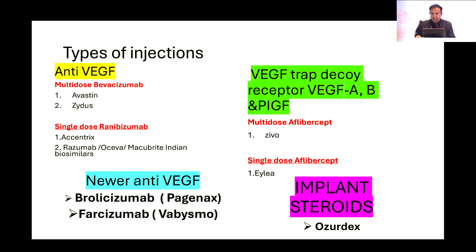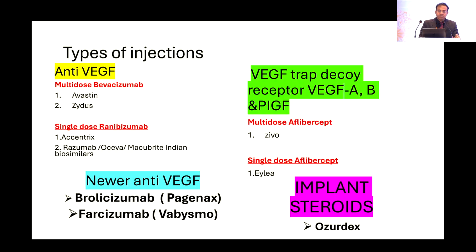Now, as anterior segment surgeons, we need to understand what is the difference between them. If we look at these, the ranibizumab has been used for the last few years, and you can use this Eccentrics injection, which is by Novartis, and it works very well. It is also not very heavy on the pocket, and in case you want a lesser problem on the pocket, then there are Indian biosimilars like Razumab, Osiva.